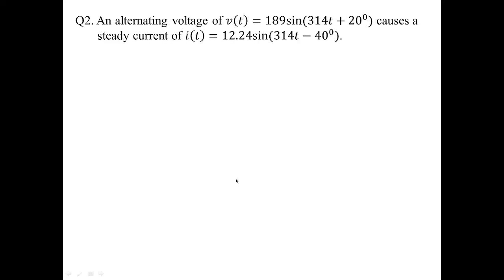An alternating voltage of v(t) = 189 sin(314t + 20°) causes a steady current of i(t) = 12.24 sin(314t − 40°). Now you can see this is v(t) and this is i(t).